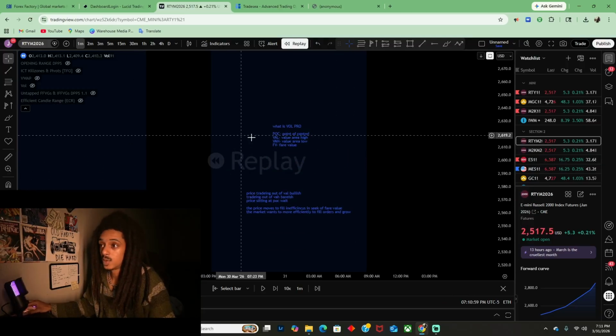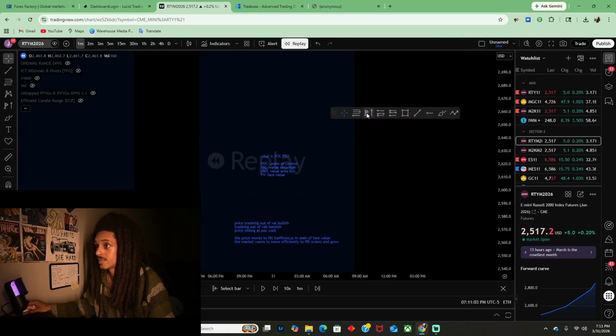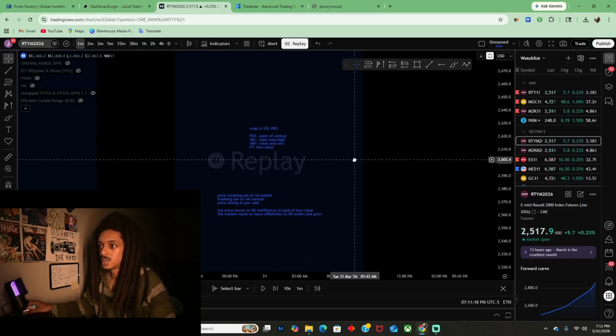So really quick, what is a volume profile? If you don't know, that's what this tool is on TradingView. There's two volume profiles: an anchored volume profile and a fixed range volume profile. And there's a few volume profile indicators you can use. I just use the regular fixed range volume profile. Okay, but before we get into how I use it, what is it? Okay, your volume profile.